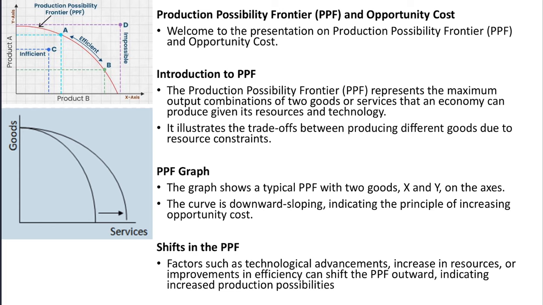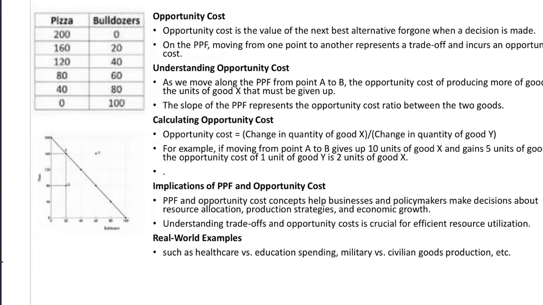So a factor such as technological advancement, increase in the resources, or improvement in the efficiency can shift the PPF outward. We can shift the PPF outward and produce more services or more goods. So that is all about the production possibility frontier.